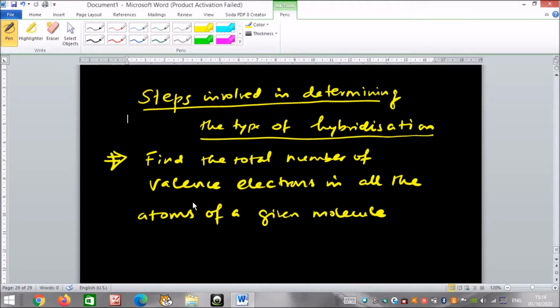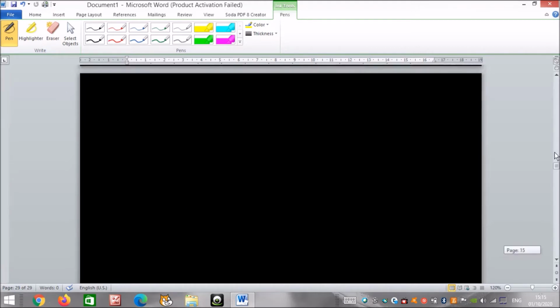Find the total number of valence electrons, the electrons which are present in the outermost shell of an atom. When a molecule is made by more than one atom, in all those atoms, how many valence electrons are present? That you should identify. Yes, let us take an example.